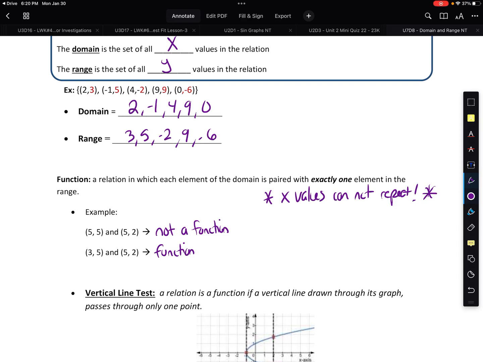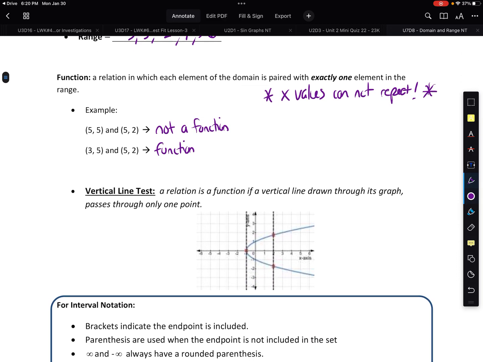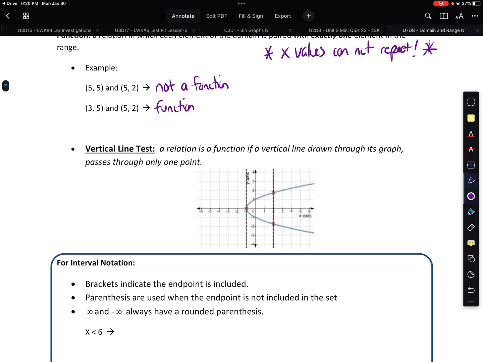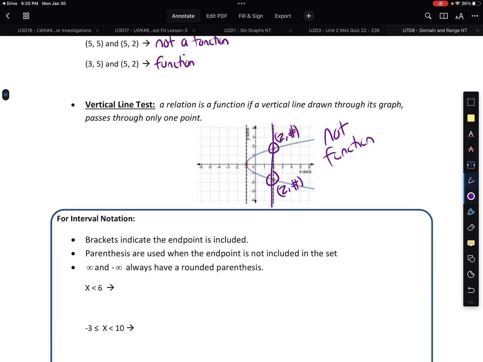So if we're just looking at points, we check the x values. If we're looking at a graph, we want to do what's called the vertical line test. Now, as you see, the dotted line there, it comes straight down, a vertical line, and hits twice. Since it hits twice, it's not a function. Right? Because in this situation, we have 2 comma some number there. Well, down here, we also have 2 comma some number. Right? We can't repeat that x value. So hopefully that's a little bit of a refresh on something you learned last year. And domain, range, function, relation, we're going to build off those. And we're going to focus on looking at some visible graphs.